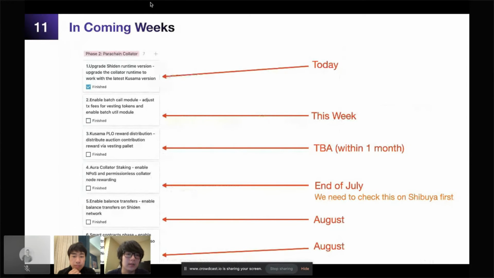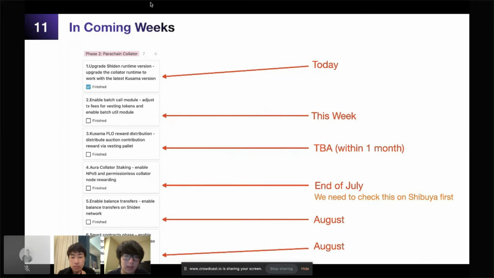And right now, we need to do another upgrade, a runtime upgrade of Shiden Network to Polkadot runtime 0.9.8. But hopefully, we're going to be doing that this week. And in the coming weeks, we will be preparing ourselves to distribute the PLO rewards to everyone. And by the end of this month, we want to introduce NPOS to the public.